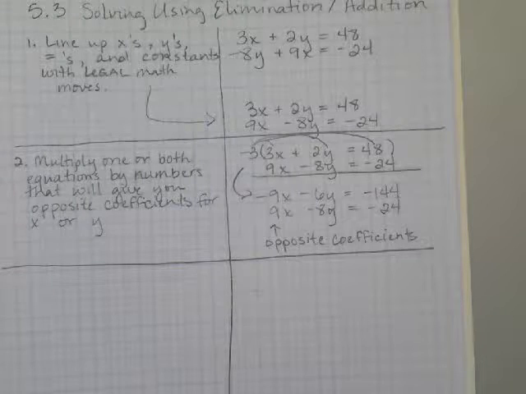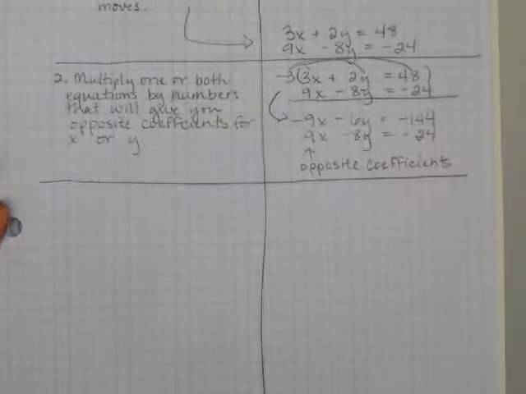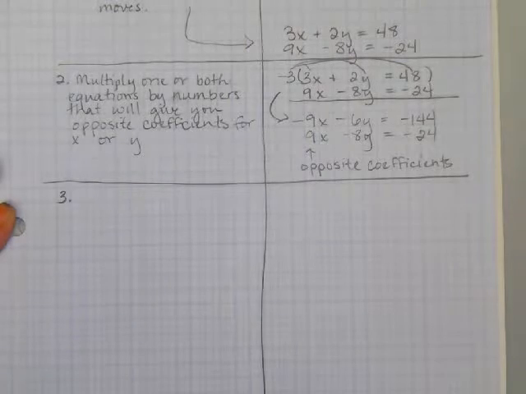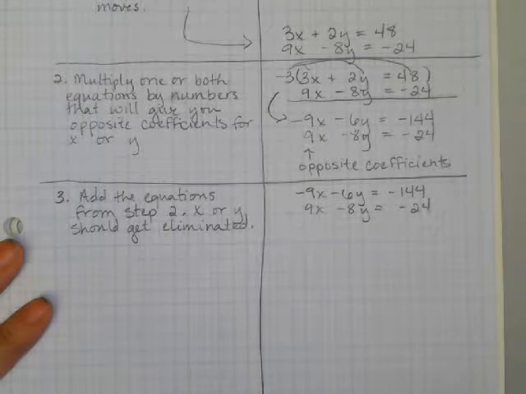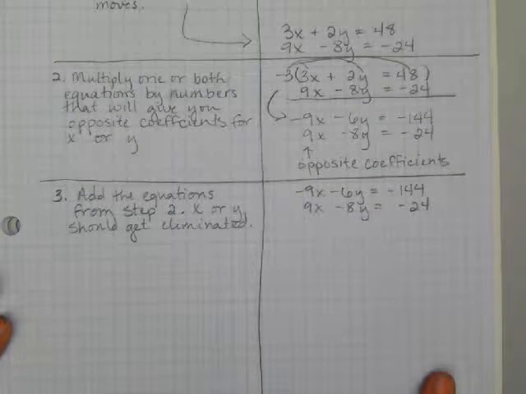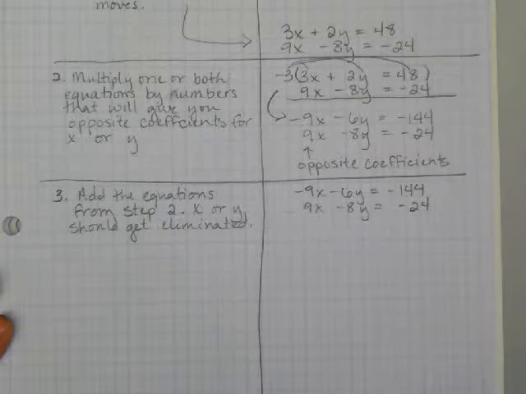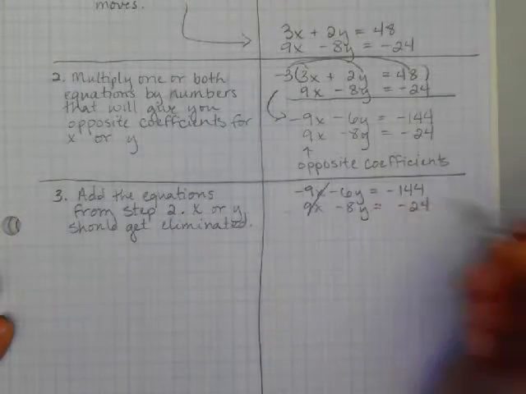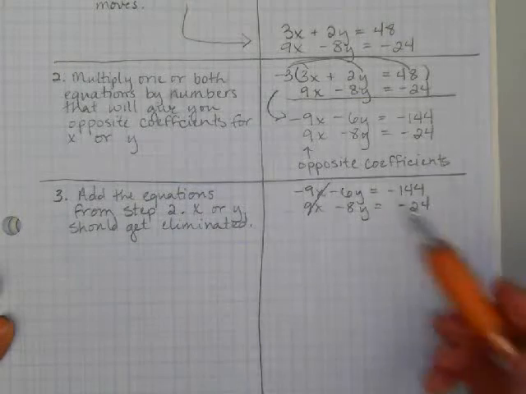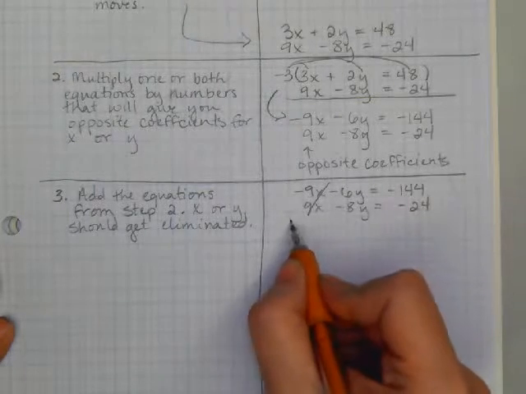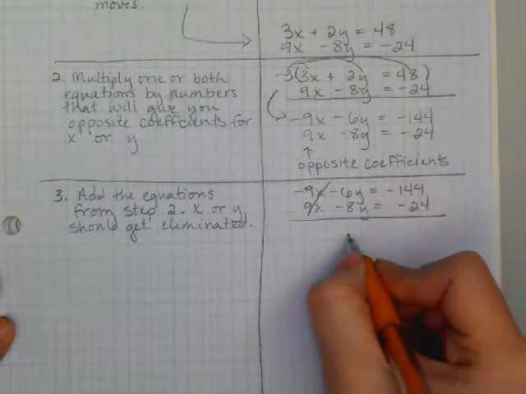Negative 6y plus negative 8y, what does that give me? Negative 14y. And negative 144 minus 24 is going to give me a negative 168. So now I have a nice, simple equation to solve. At this point, you should only have x or y. You should not have both. So you're going to solve for that variable.